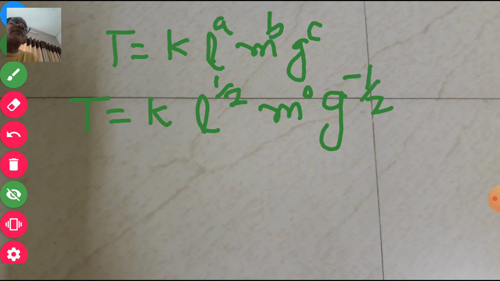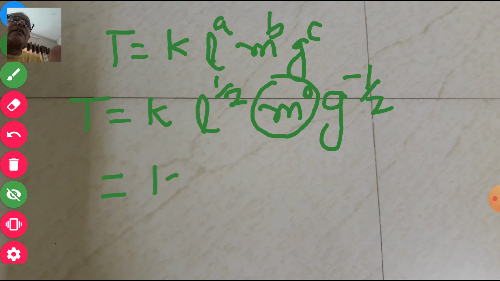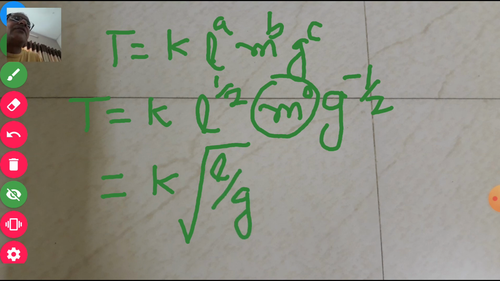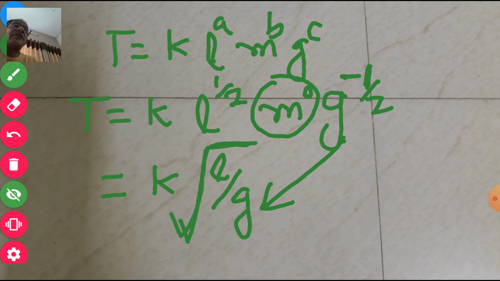So whenever there is 1 by 2 power we write under root. Now this is 1 only. Anything raised to 0 is 1, so no need to write 1 in the equation. So you will get K under root, because 1 by 2 power stands for under root. So L upon G. Why upon G? Because this is negative power. Negative power means this G has to go in the denominator. And raised to 1 by 2, it means it has to be written inside under root.